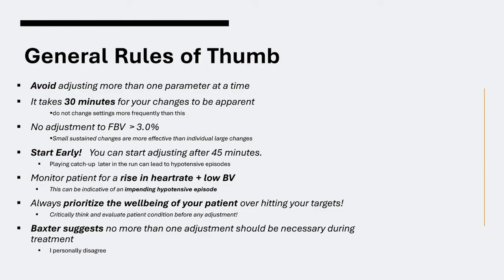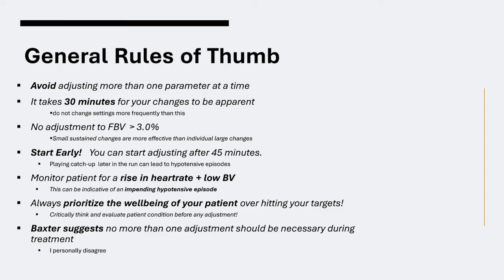So to close things out, I'd just like to review some general rules for operating HemoControl. So when you're making your Q30-minute adjustments, you want to avoid adjusting more than one parameter at a time. I say avoid because there are circumstances where you may adjust more than one, but typically, especially while you're learning, you don't want to adjust more than one value. Keep in mind that it takes 30 minutes for any of your changes to be apparent, so don't change settings any more frequently than this.